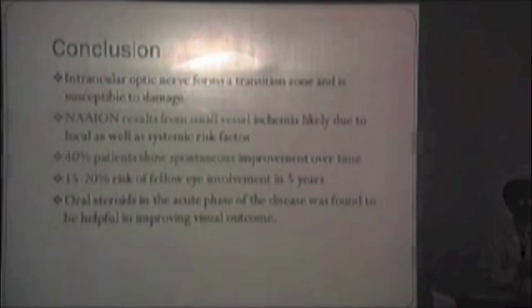So to conclude, the intraocular optic nerve forms a transition zone and is susceptible to damage. The non-arteritic anterior ischemic optic neuropathy results from small vessel ischemia due to local and systemic risk factors. About 40% of patients show spontaneous improvement over time. So all treatment modalities or experimental treatment modalities have to compete with this number. 15 to 20% risk of fellow eye involvement in the next few years. And oral steroids in the acute phase of the disease was found to be helpful in improving visual outcome. So I'll conclude my talk with that.